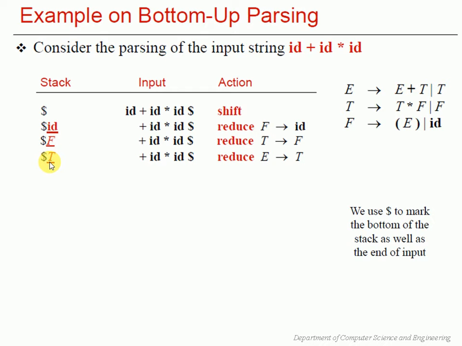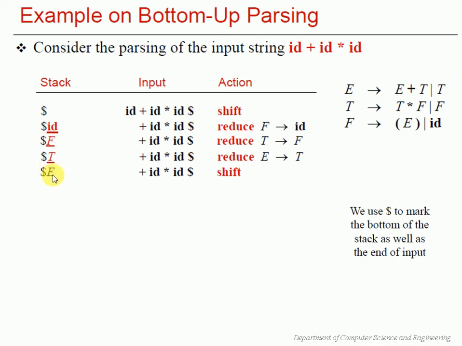See, here we have T on top of the stack, and input we have this. Since T is again another handle, at this particular step T is the handle, so T has to be replaced using E, using a reduction operation. That is, using the production E gives T, reduction has to be performed. So T will be reduced to E. You can see it in the next step.